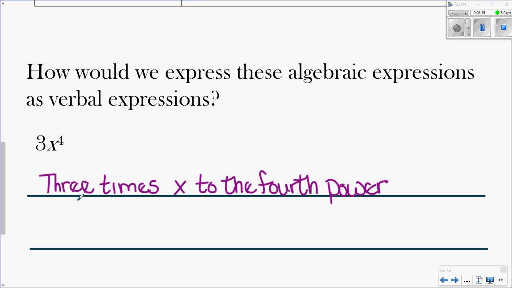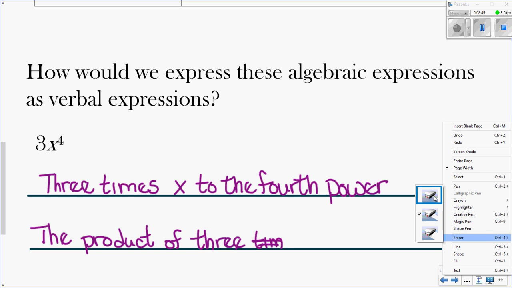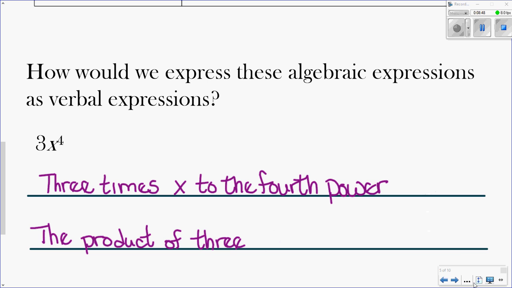There's other ways that you can write it. You could say the product of 3 and x to the fourth. That's another way that you can write it.